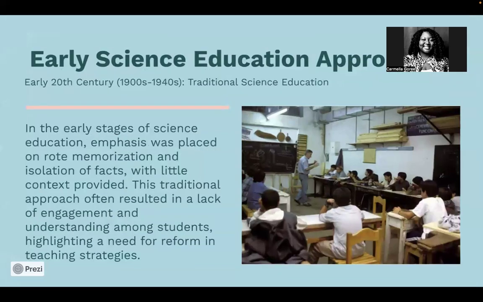So early science education, focusing on the 1900s to the 1940s, focused on traditional science education. So it was more of an emphasis on rote memorization. So science instruction was largely focused on facts, definitions, and passive learning. It was teacher-centered instruction, lectures, and textbook-based learnings were the primary methods of instruction. There's limited hands-on learning and exclusionary practices. Women and minorities had limited access to science education due to segregation and societal biases.